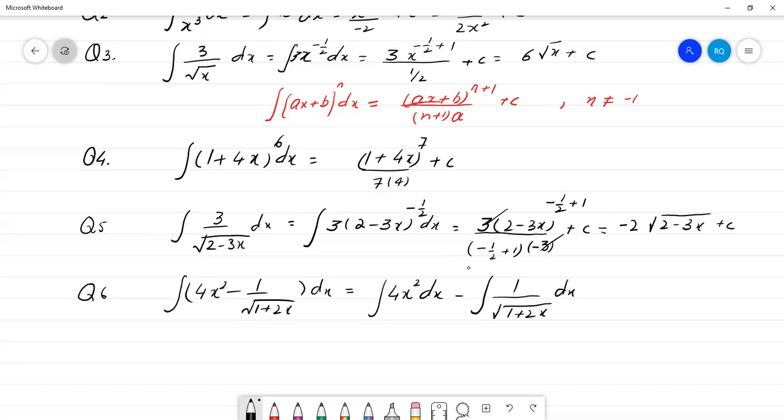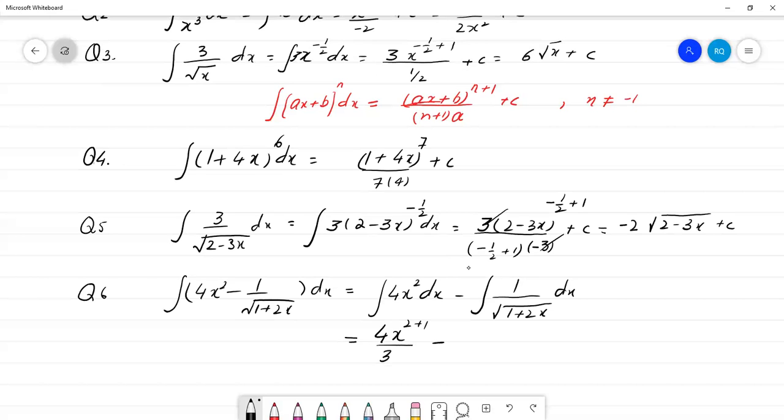Please check, is it correct or not? Whenever there are 2 or more than 2 terms separated by the plus or minus sign, and the whole power is 1, you have to apply the integral separately. So you have to write the first term as 2 plus 1 over 3.